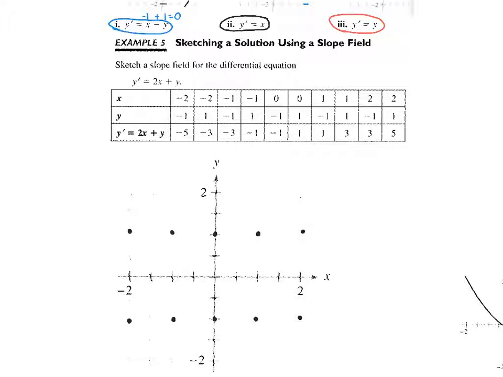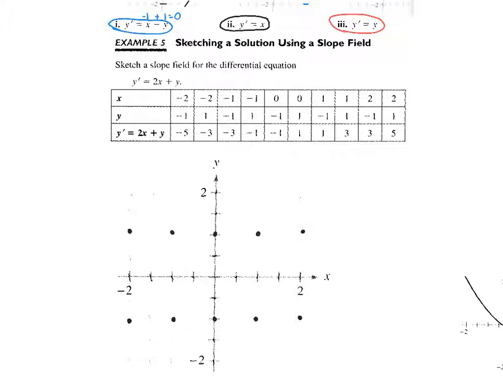But then you have our differential equation. Y prime equals 2x plus y. Okay, so 2x plus y, so 2 times -2 is -4, minus 1 is -5. So at that point, I have a slope of -5. Now how do you do -5? Just make it really steep, okay? It's all kind of relative, right? So I'm going to make -5 really, really steep like that. Okay?